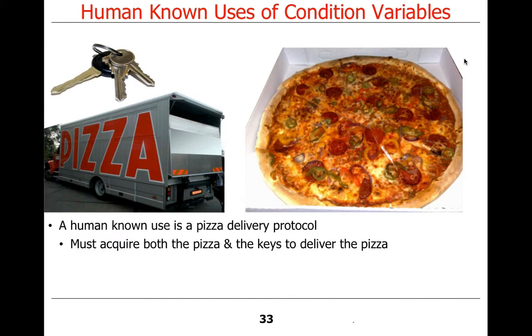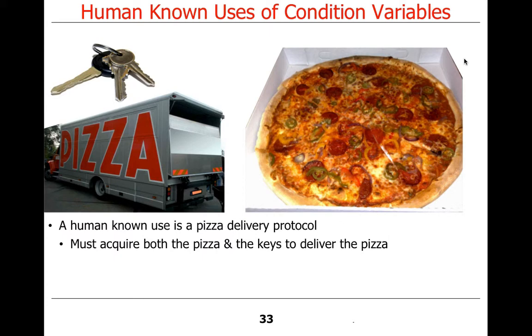Now here's a couple questions for you. In what order should you acquire those resources, or try to acquire those resources? Should one group of people try to grab the pizza first and then the keys, and the other group try to grab the keys first and then the pizza? Probably not. What would happen? One group gets keys, one group gets pizza, and nobody does anything. And what's that called? Deadlock, right.